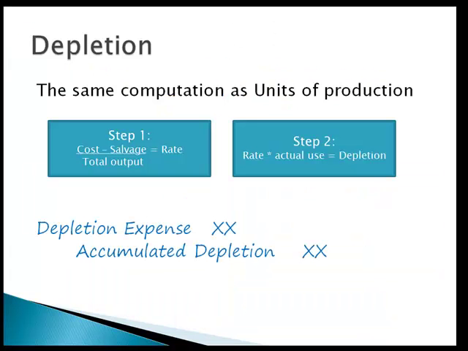Okay, finally, depletion. This is for natural resources. When we mine quarries or mines, this is depletion. It's natural resources. You're using the ground if you mine gold, those types of things. So it's the same computation as units of production. Step 1, you take cost minus the salvage because it's natural resources, so you're using the ground.